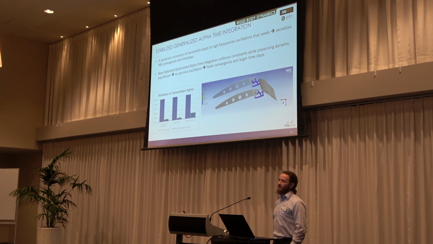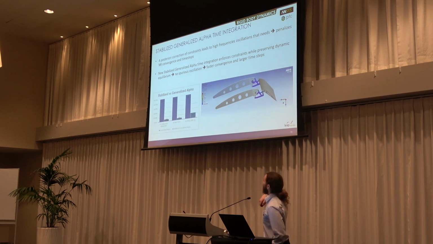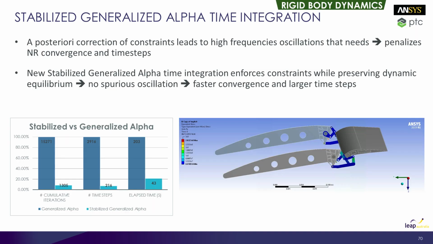So this stabilized generalized alpha time integration method removes the need for that. So we reduce the spurious oscillations, and also the solve time is much lower. So this is with the older solver here and the newer solver, older solver, newer solver. So yeah, it speeds up the solution quite considerably.